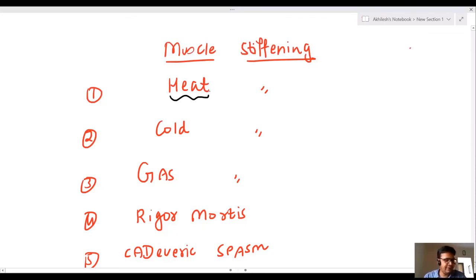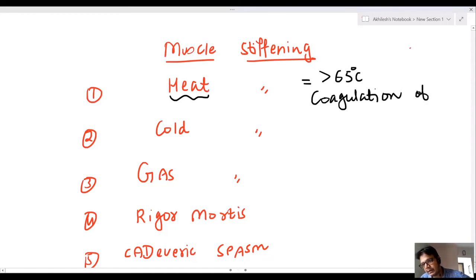If the body is surrounded by heat, we have heat stiffening. But sir, heat stiffening is seen when the temperature surrounding the body is more than 65 degrees centigrade. And here the mechanism is coagulation of muscle protein. Heat stiffening mechanism is coagulation of muscle protein.